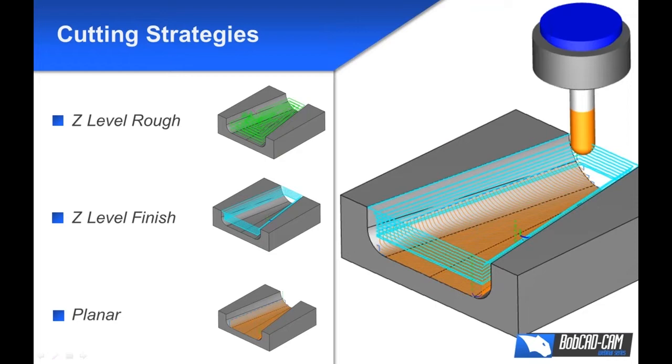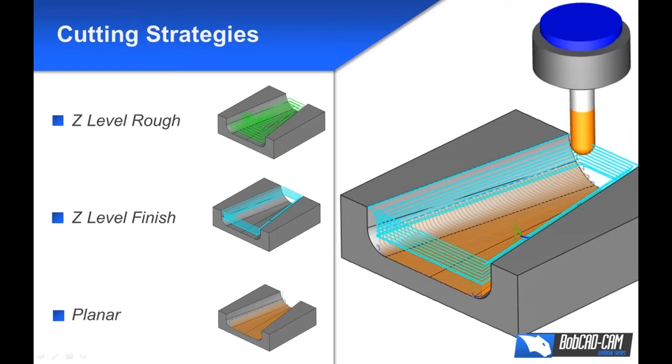Z-level rough, this is typically used to remove the bulk of the material. You can think of it as a 3D pocket. It's going to step down level by level and pocket out or pocket in, following the surfaces or solids you've selected. We're also going to look at Z-level finish.